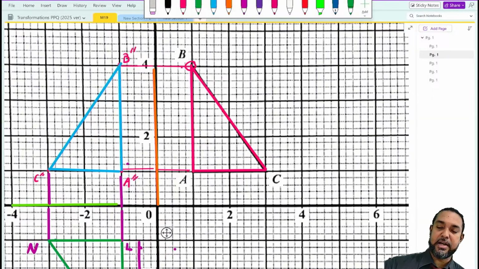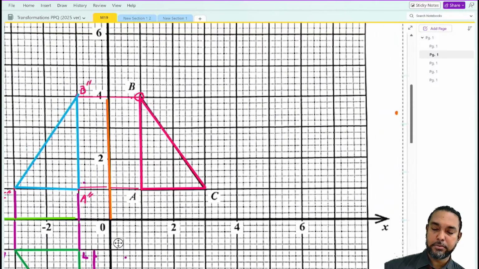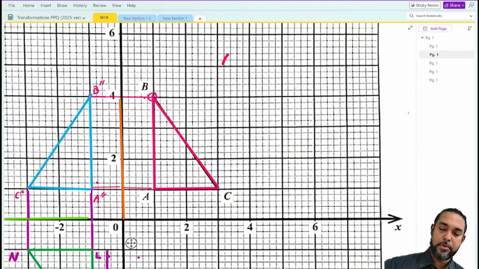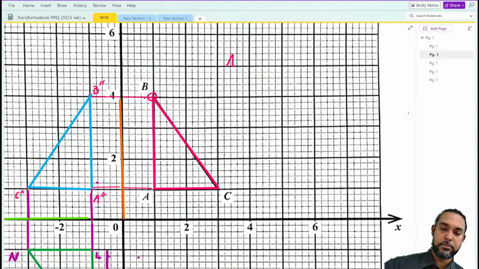So check this. Let's analyze the pink to the blue, right? We're going to analyze the coordinates from the pink to the blue. So the pink had coordinates A, B, and C. Oops, sorry, hold on. That point is way too heavy. Give me a second. So we have A, B, and C. The coordinates of A are still 1 and 1, not so? For B, still 1 on the X, but 4 on the Y, not so? For C, I had 3 on the X, but 1 on the Y.